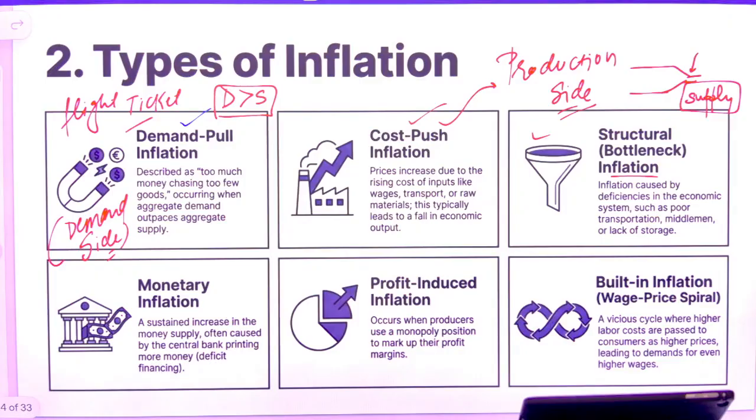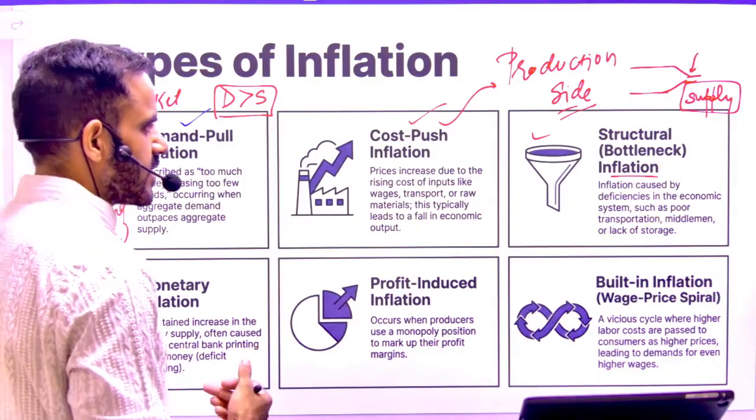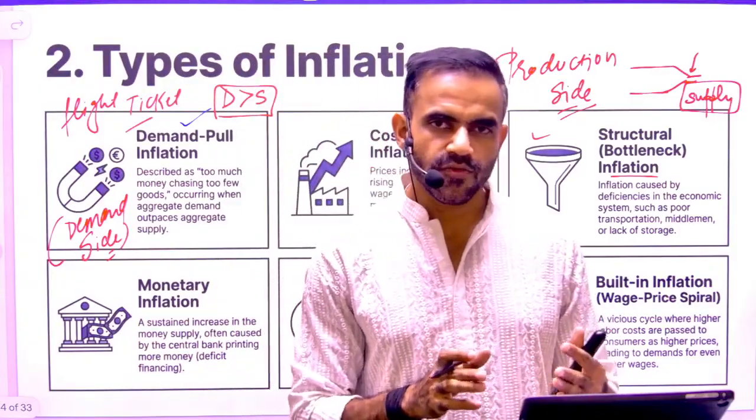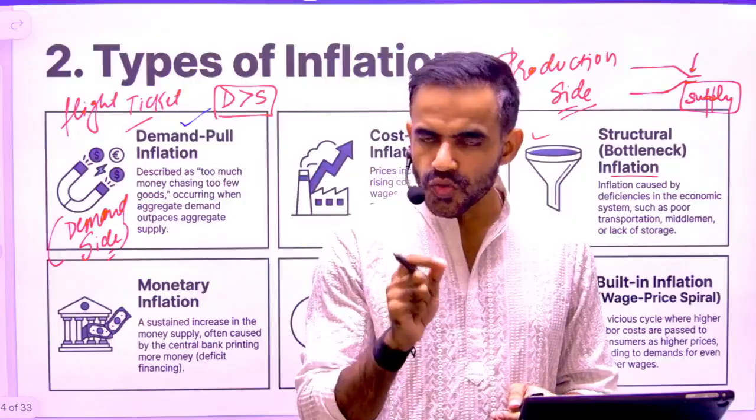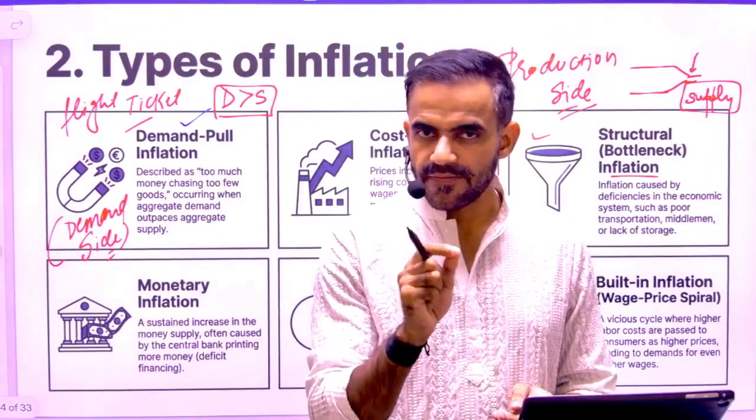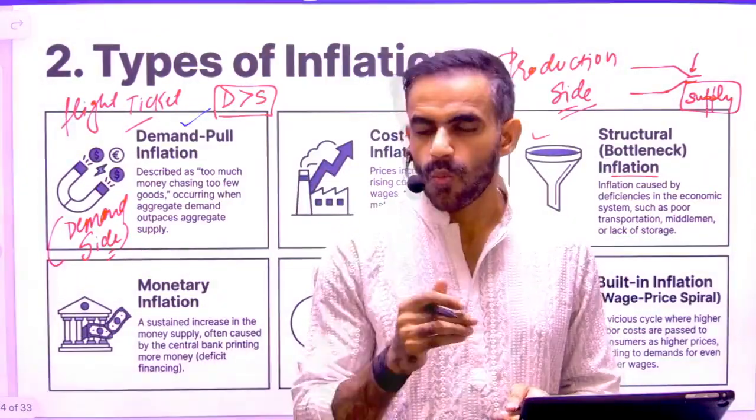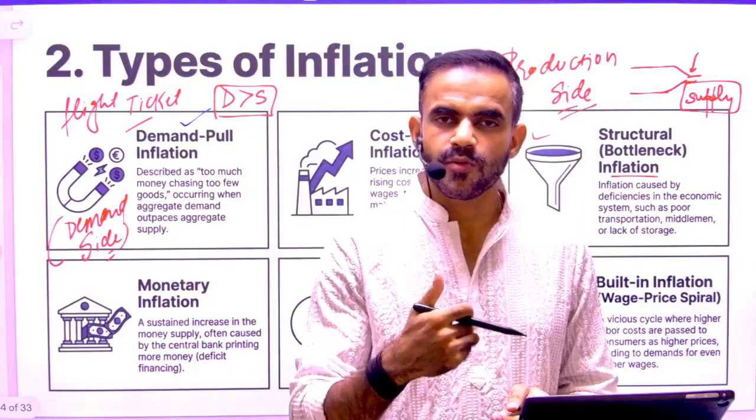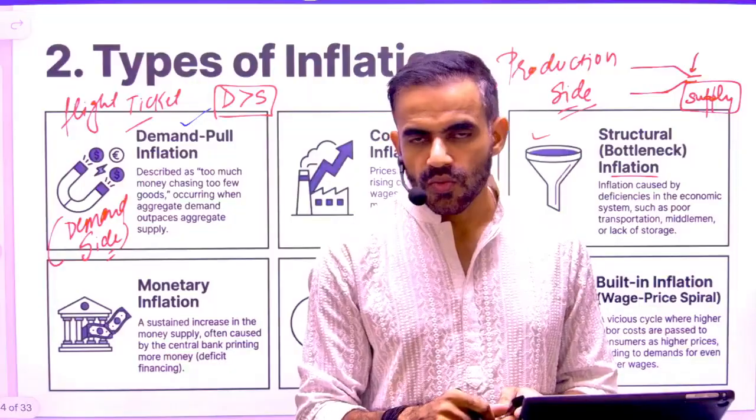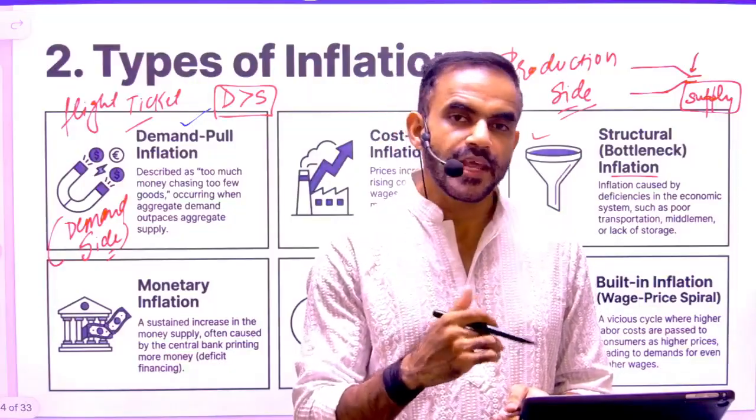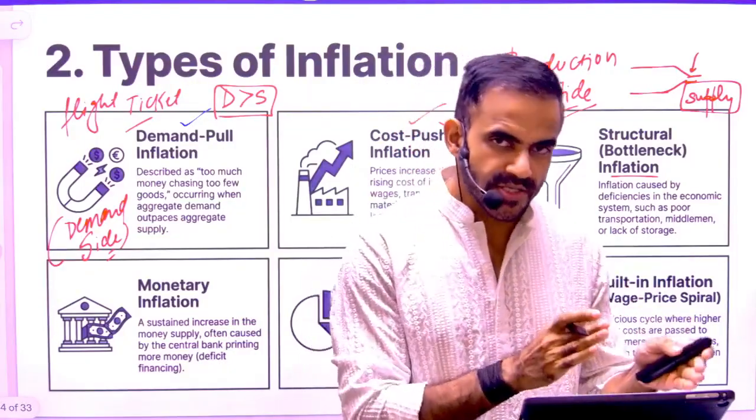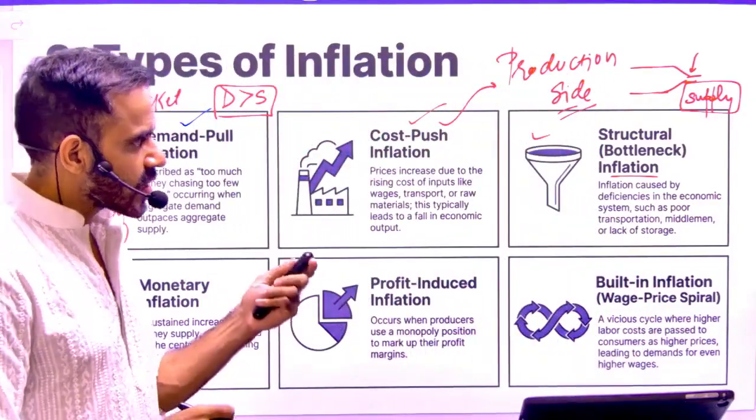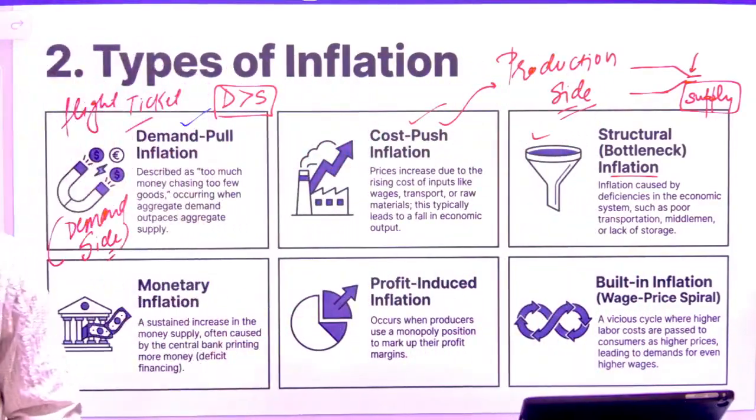Now, since the supply is limited, what will happen? The price will increase. So, for example, you might have noticed that in case of items like tomato, usually we witness the inflation in the price of these items. Why does that happen? Because we don't have a proper storage system, we don't have proper infrastructure for that. So this is because of inadequate structure. The problem is there in the structure itself. This type of inflation is referred to as structural inflation or bottleneck inflation.